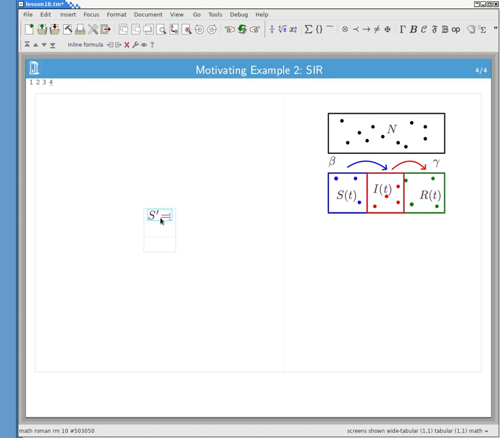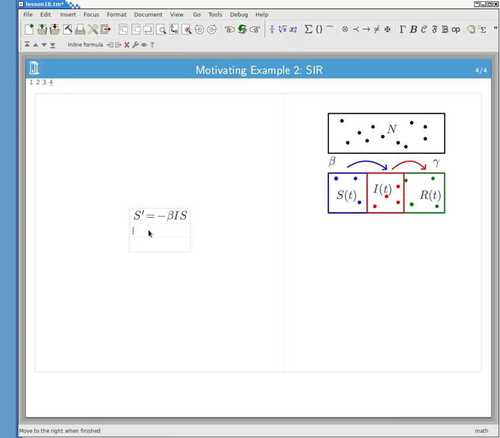How many contacts are possible? Well, the contacts are going to be typically proportional to I times S. Of these contacts, though, there is a certain probability that the contact does lead to the transmission. Let's call this beta, as we did in the diagram. And as a result of the contact, what happens is that the susceptible population goes down.